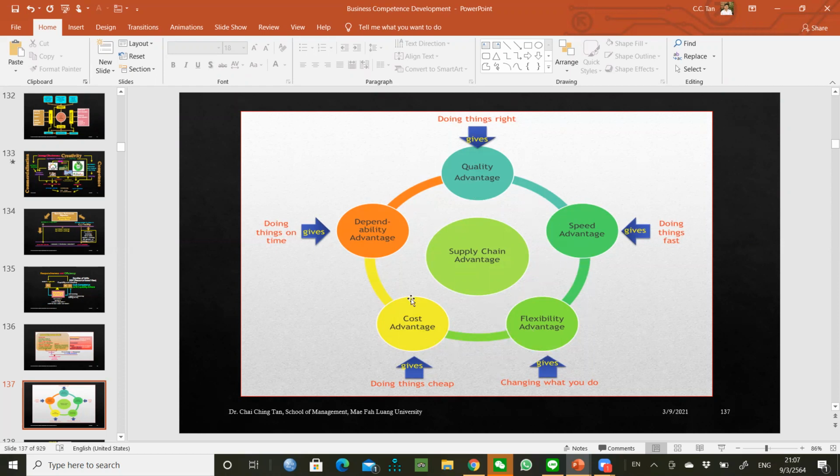So if you want to design and invest your money in production systems and operations, on your machines, make sure that whatever you design, you're able to create these 5 objectives. Doing the right things gives you the quality advantage. Doing things fast gives you the speed, right? And changing what you do quickly, the ability to change, gives you the flexibility, and doing things cheaply gives you the cost advantages, and doing things on time, such as inventory control and an intelligent inventory control system. You can turn your inventory management, right?